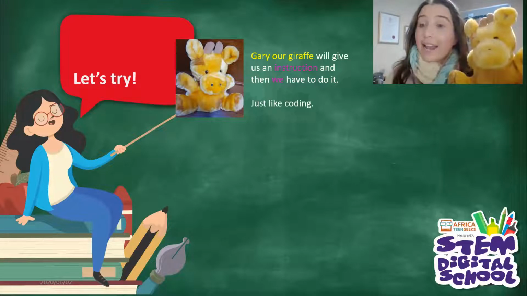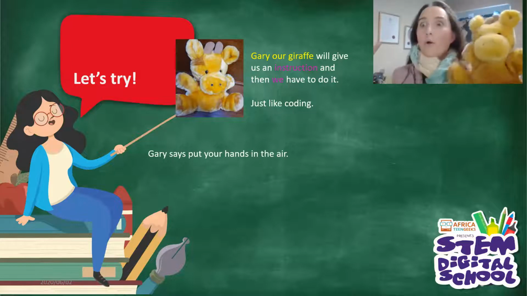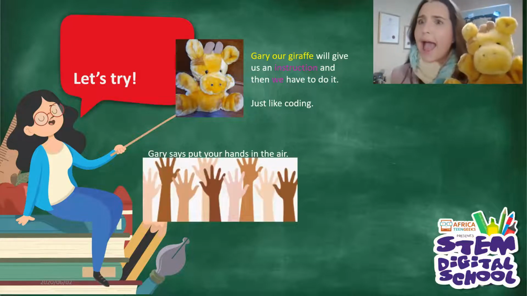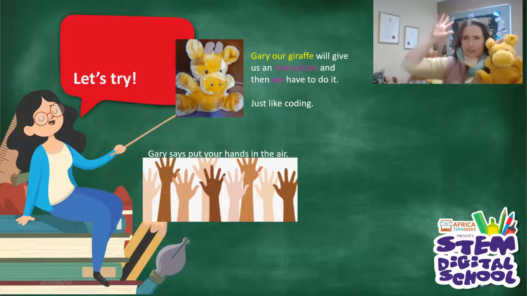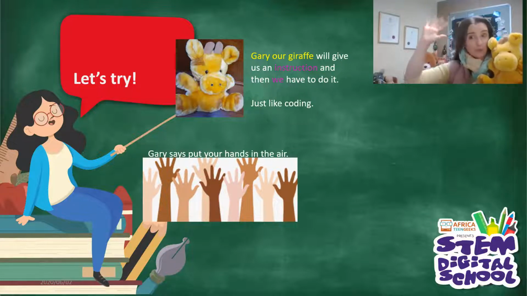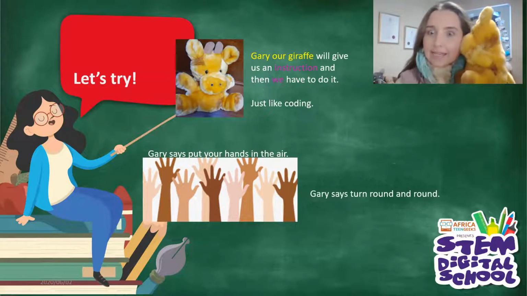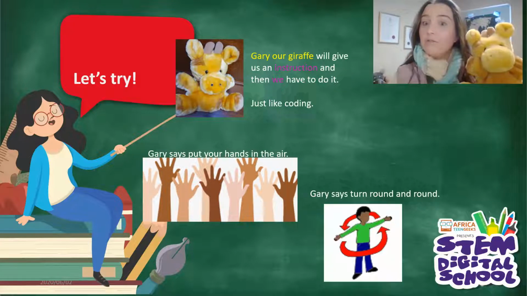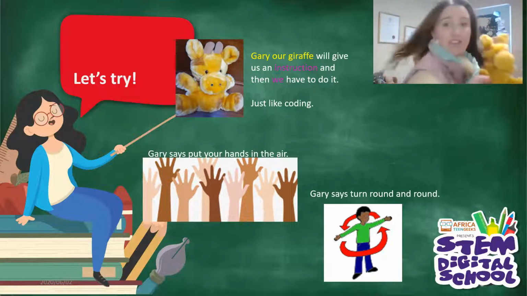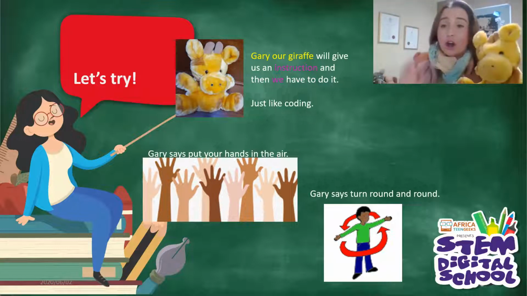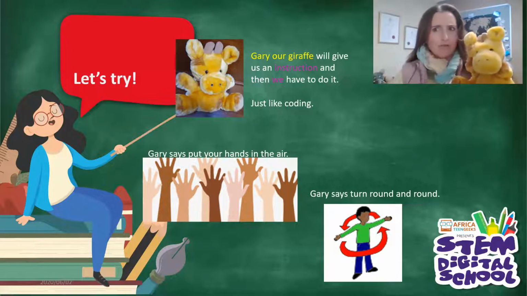Right. So let's try this. Gary, what is our first instruction? Right, Gary says, put your hands in the air. Can you put your hands in the air? Right, let's try. Put your hands up in the air for me. Can you wave them? Right, good job. Gary says, turn around and round. Are you guys turning around and round? Good. Are you guys putting your hands up in the air for me? Can you turn around and round?